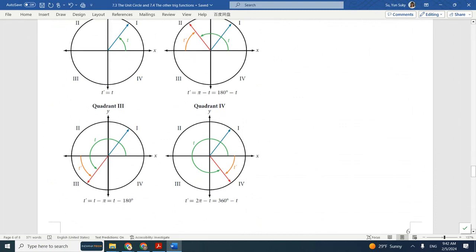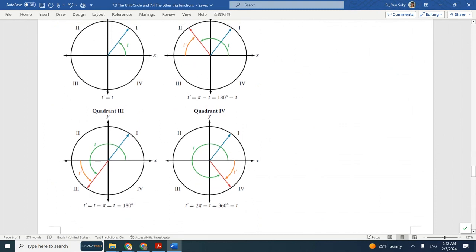How about quadrant 3? In quadrant 3, our T is from the positive x-axis to this side. This is the terminal side, and it's in quadrant 3. And then the reference angle is the angle made with the horizontal x-axis. So this is the reference angle, the T prime. Look at the picture. From here to here is pi plus T prime. Right, everybody? From the picture, T is pi plus T prime.